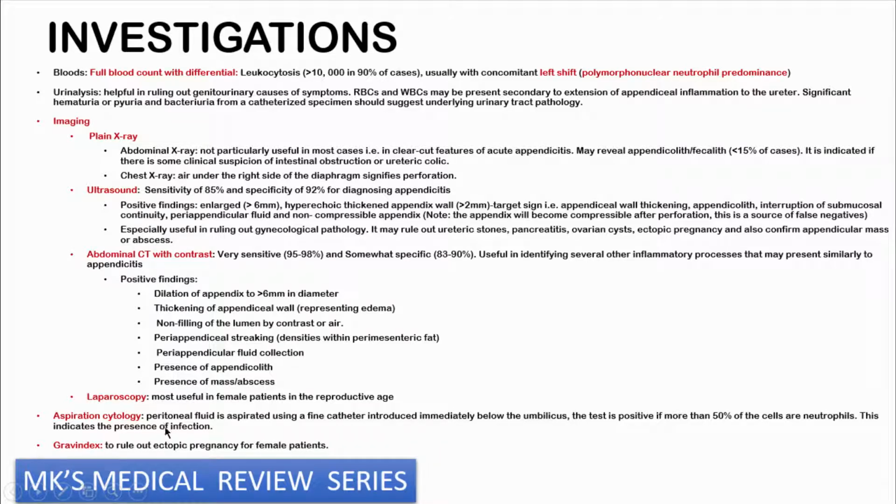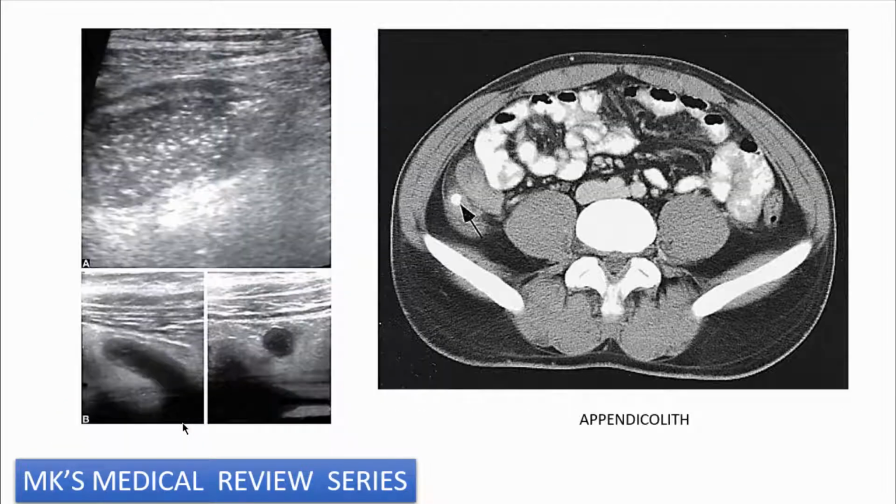You may do aspiration cytology, where peritoneal fluid is aspirated using a fine catheter, and this fine catheter is introduced immediately below the umbilicus. And of course, the test is positive if you have more than 50% of the cells being neutrophils, and this is indicated in the presence of infections. But of course, all these tests are going to take some time. So often we just order a plain abdominal x-ray, a chest x-ray, an ultrasound, and at least a full blood count before rushing the patient to theater.